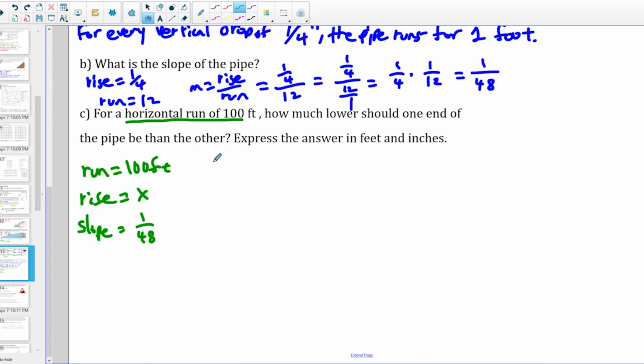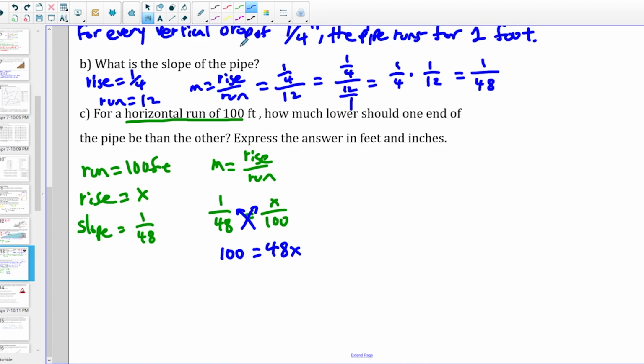So let's go ahead and use our slope formula. M is equal to rise over run. Let's plug in what we know. 1 over 48 is equal to x over 100. We can go ahead and cross multiply. So 1 times 100 gives you 100, and 48 times x gives you 48x. We're going to divide both sides by 48, and we'll get rid of the 48 on that side. And let's move it up here. So we've got 100 over 48 is equal to x.